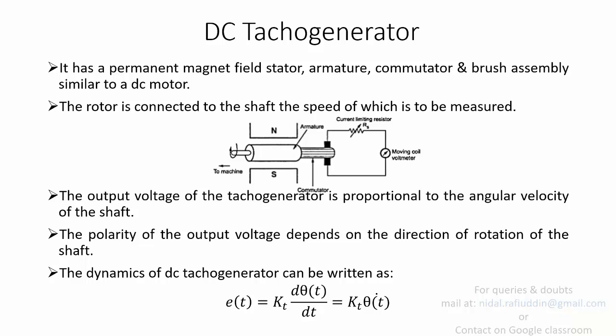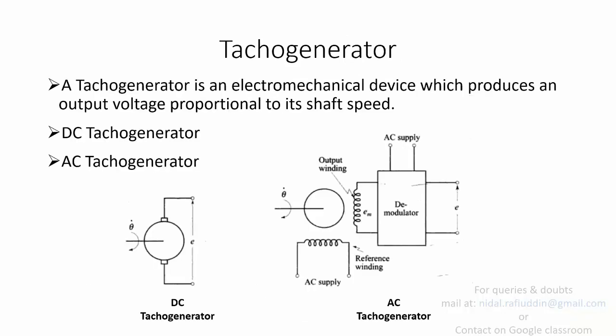So by employing a voltmeter at the output windings, you can measure very small speed using a DC tacho generator. So this was all about the tacho generator.